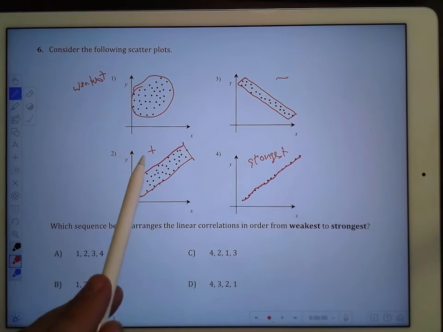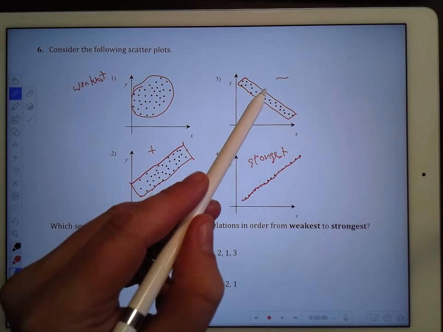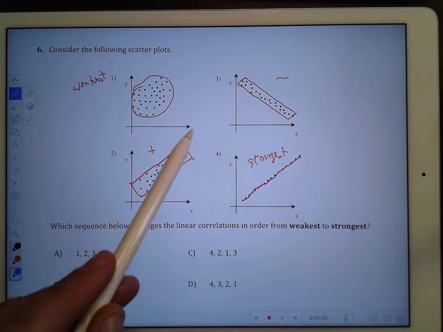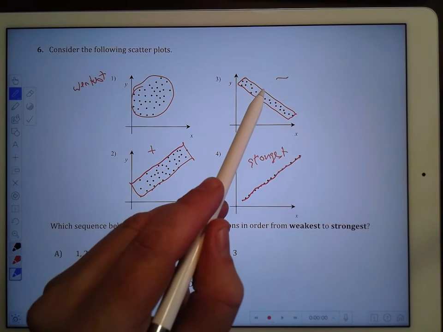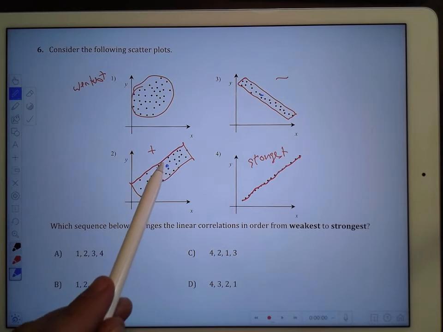Remember, we don't pay attention to direction when we're looking for strength. So really all I want to do is find out which of these two more closely approximate a straight line, and that can give you a sense of which one is stronger than which. So this one is obviously stronger than this one.